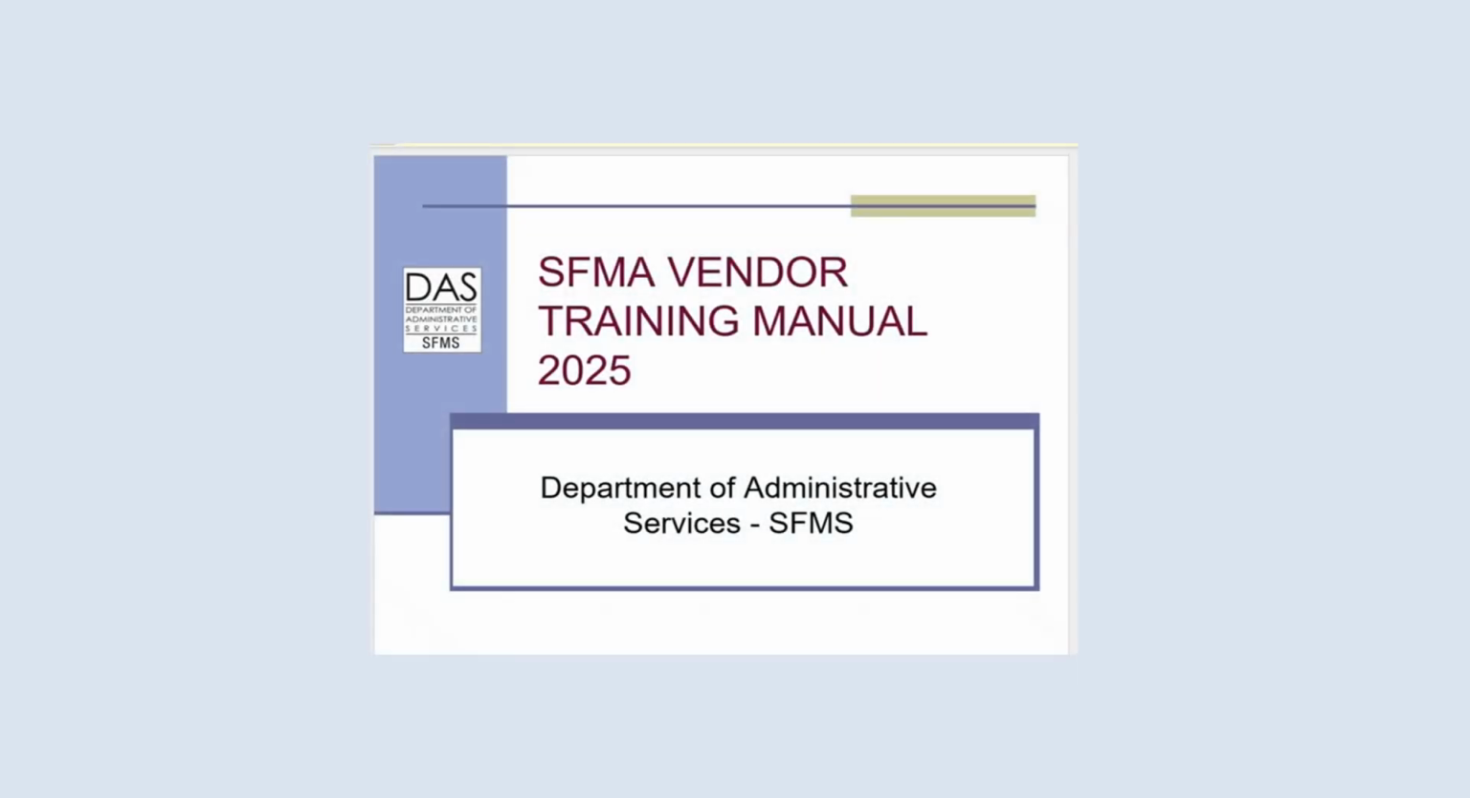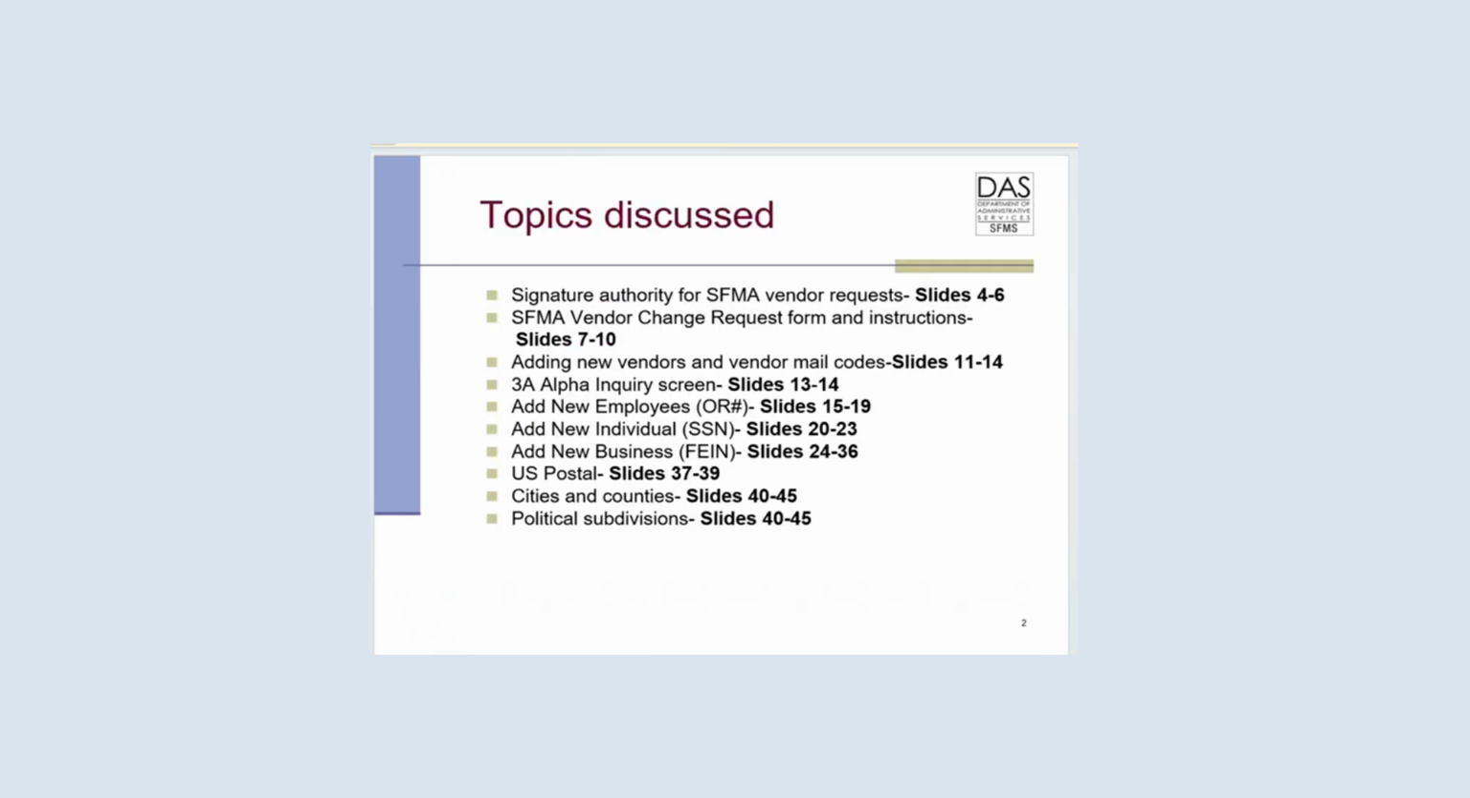Let's go through this training manual here. We've got our topics, the topics that will be discussed. This tells you on which slide whatever topic you need is going to be found. So say you want to add a new employee vendor. You're going to go to slide 15.